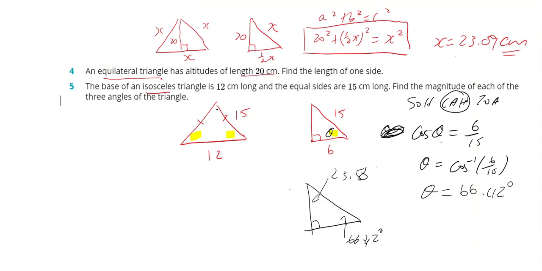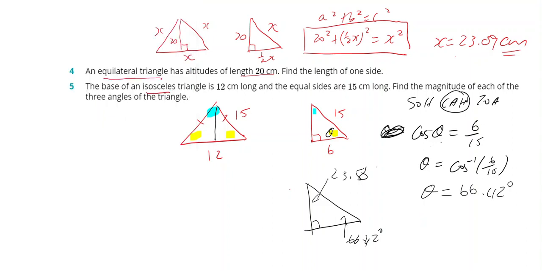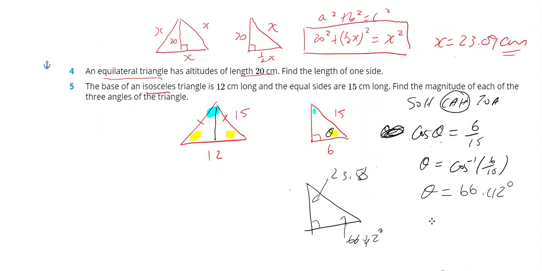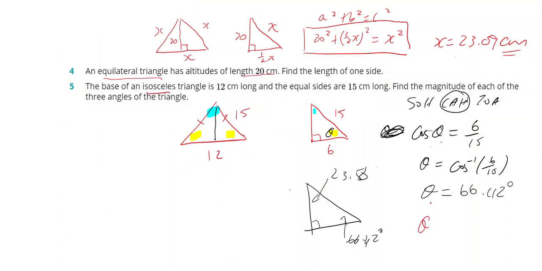Now, you notice how I split the triangle in half? So if I literally cut this triangle in half, and I want to find the angle in blue, I need to double this angle, because this is only half of what the original blue angle was. So what I need to do is double the answer I got. So the second angle is 47.16 degrees. So theta 1, theta 2 is 47.16 degrees.